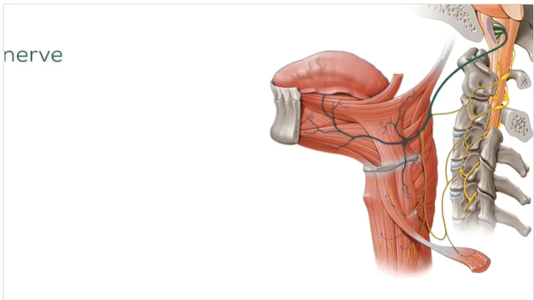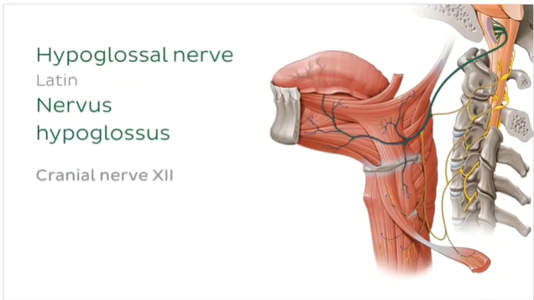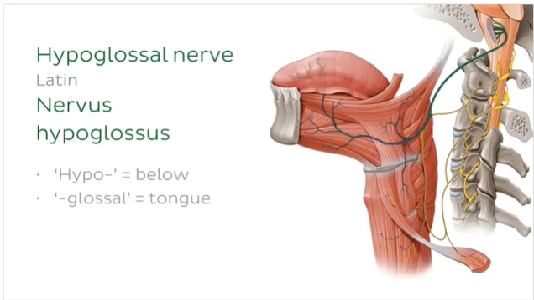The hypoglossal nerve is the 12th cranial nerve and carries only motor information, meaning that it does not convey sensory information from the tongue back to the brain. And if we look at the name hypoglossal, it can be divided into hypo, which means below, and glossal, which means tongue. So the nerve's role is to innervate the tongue from below.